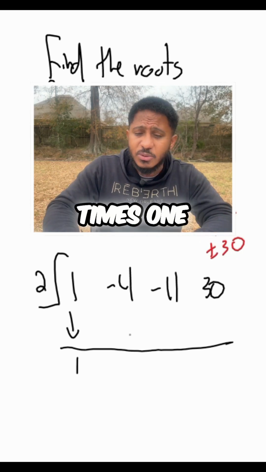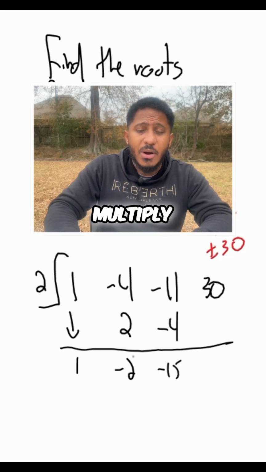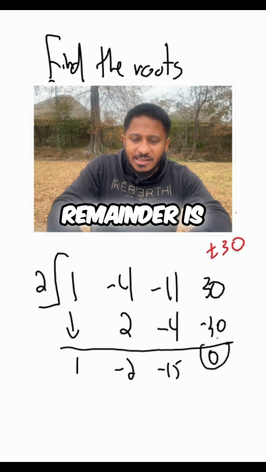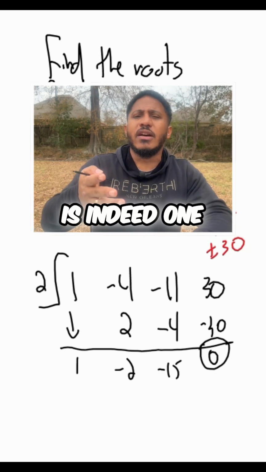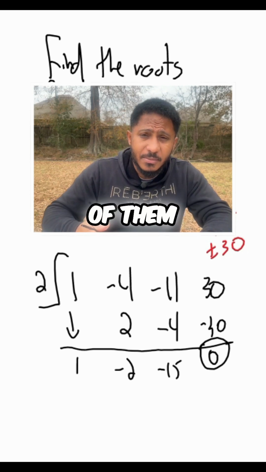Here, if I multiply 2 times 1, we get 2. Add, we get negative 2. Multiply, we get negative 4. Add, we get negative 15. Multiply, we get negative 30. And add, we get 0. So again, since our remainder is 0, we know that 2 is indeed one of the zeros, or one of the roots. Now, to find the rest of them, we have a quadratic.